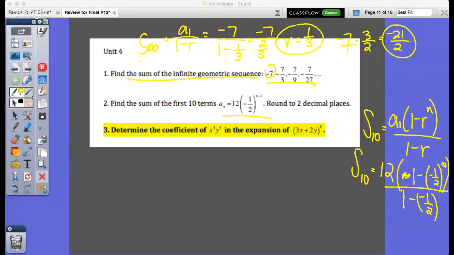I'll just do it right here on my calculator, and y'all can do it too. Go negative 0.5. We want to make sure that's in parentheses too. I forgot that. To the 10th. We'll do 1 minus it here.